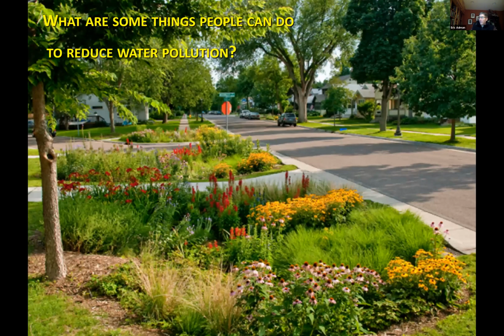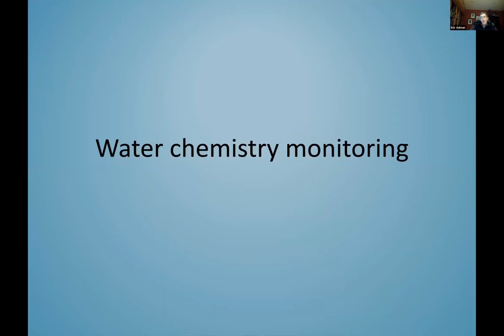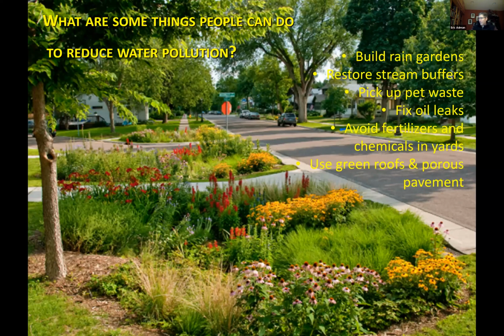We mentioned in our previous classes some of the different things that people can do themselves to reduce water pollution. That includes things like rain gardens, restoring stream buffers, picking up pet waste, fixing leaky vehicles, avoiding use of chemicals, and using green infrastructure techniques like green roofs and porous pavement. Those are some of the things that people can do themselves.